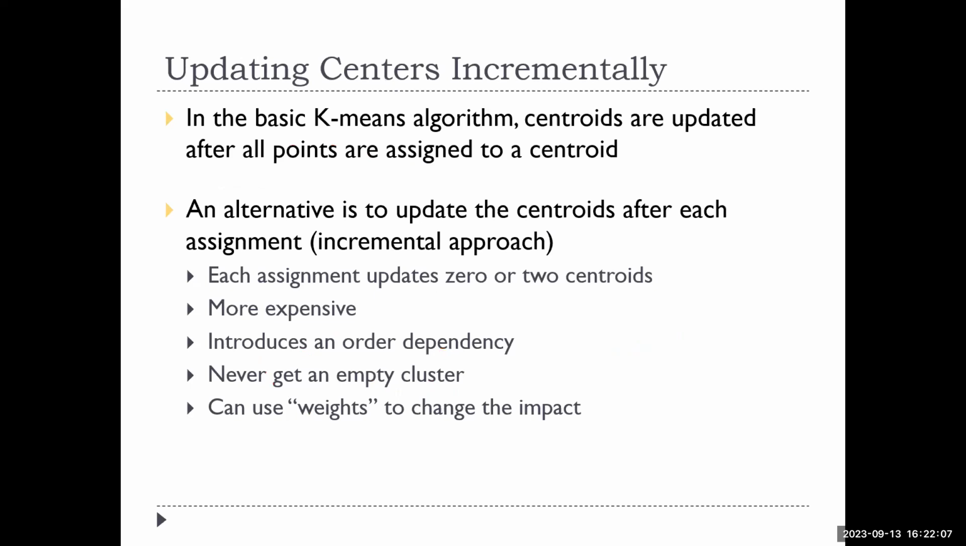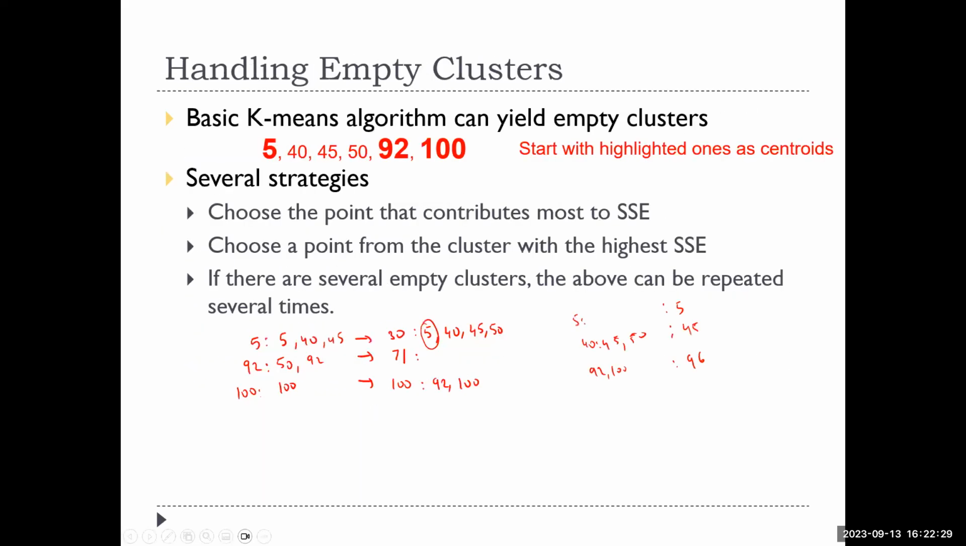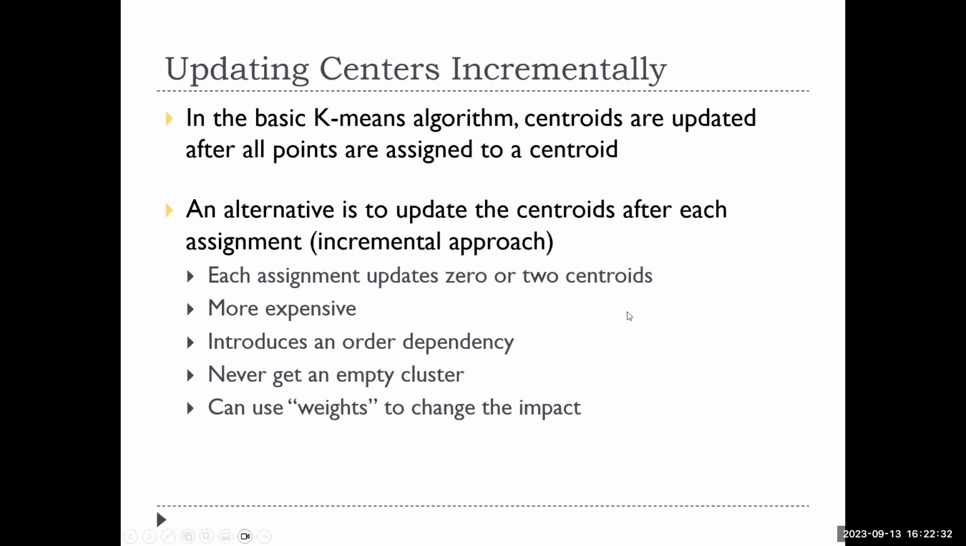Another point is that this is going to slow down the process. We could update the centers incrementally. So let me go back to the previous example. We have 5, 92, 100 as centers, and our data is 5, 40, 45, 50, 92, 100.